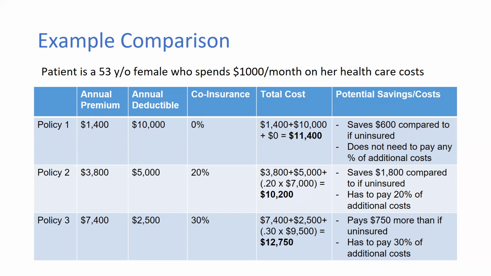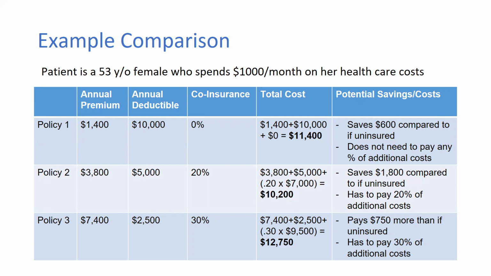The amount that she has to pay left over for the deductible is even greater because the deductible is smaller. She has left over $9,500. You multiply that by the 30% that she has to pay, add it to the premium and the deductible to get $12,750. Now, all the math for those three were different, but it follows the same process.